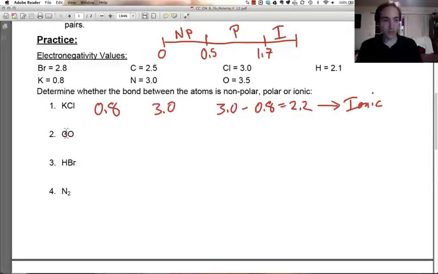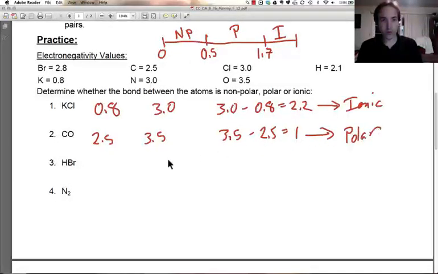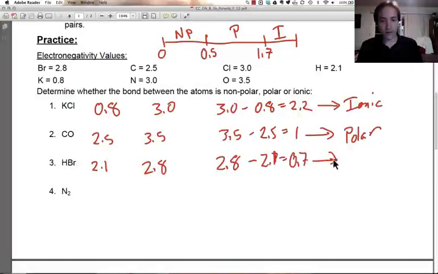Let's continue on. Carbon has an electronegativity of 2.5, oxygen is 3.5, so we take the larger one, 3.5, and subtract the 2.5. The difference is 1, it fits within this region here, so it's polar. Hydrogen bromide: hydrogen has an electronegativity of 2.1, bromine has an electronegativity of 2.8, so that's 2.8 minus 2.1, which gives us 0.7.